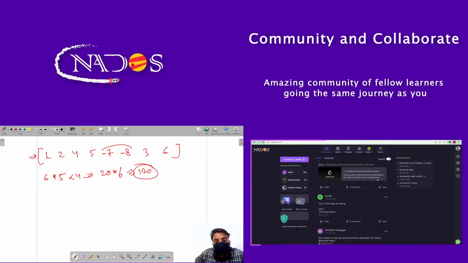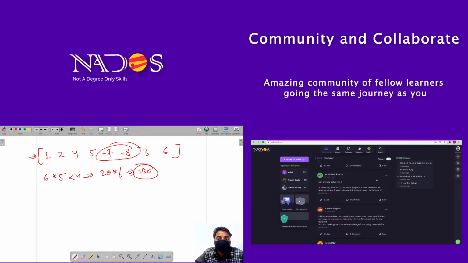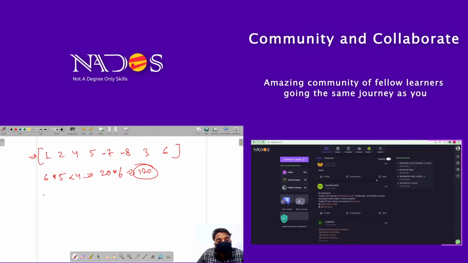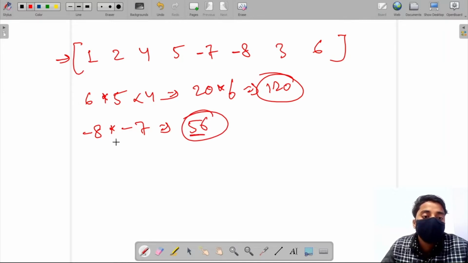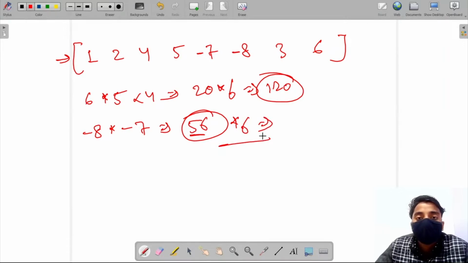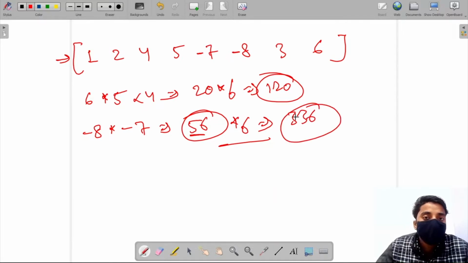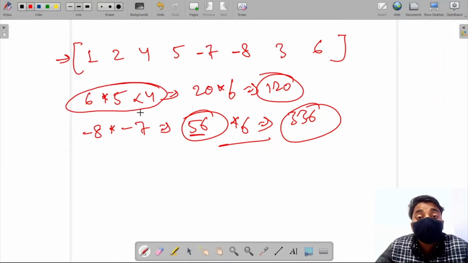If we see these two values, these are negative. But if we multiply these two values, minus 8 and minus 7, we will get positive 56. If we multiply two negative numbers, we will get a positive number. So if we now multiply the maximum number, which is 6, with this, we will get 336 as the maximum. But in the earlier approach, we just used the three maximum numbers and multiplied them. But what if the array contains negative integers?